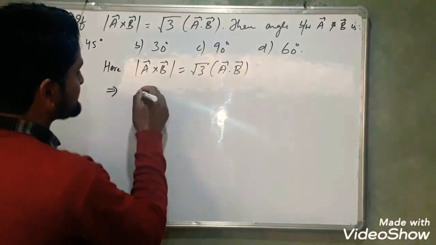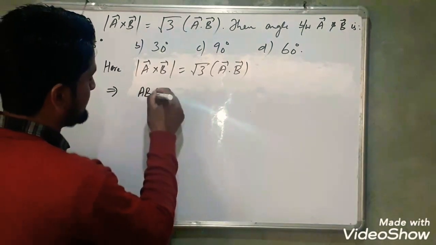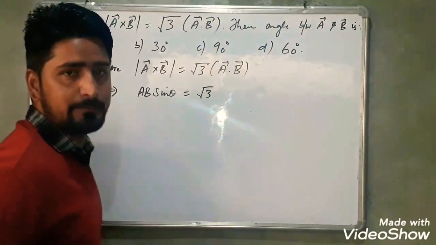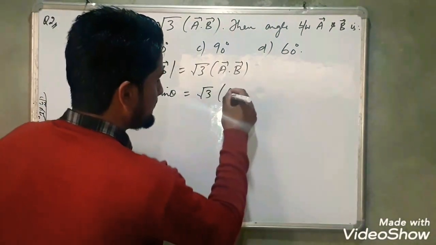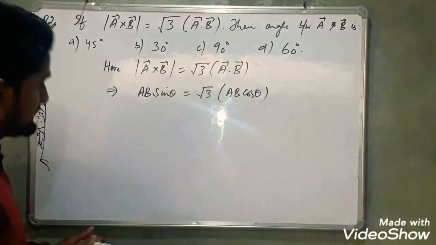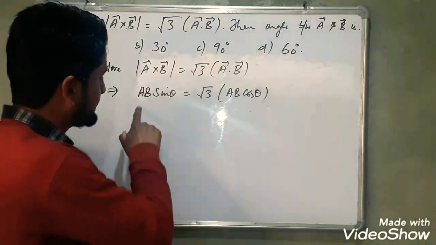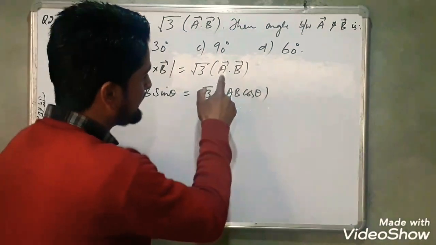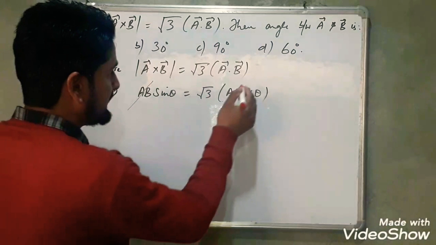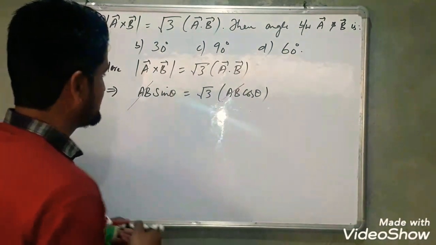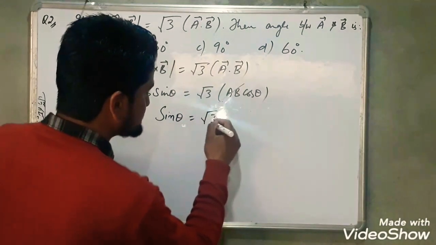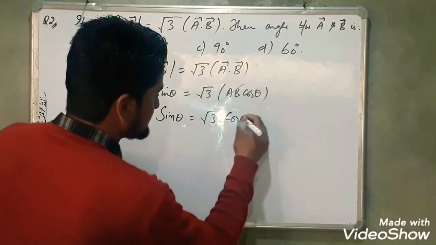implies what is magnitude of A cross B? This cross product, its magnitude is AB sine of theta equal root 3 times. What is A dot B? It is AB cos of theta. So again you have magnitude of A cross B equal to AB sine of theta. A dot B equal to AB cos of theta. Okay, this AB and AB will cancel here again. So it is sine theta is equal root 3 times cos of theta.